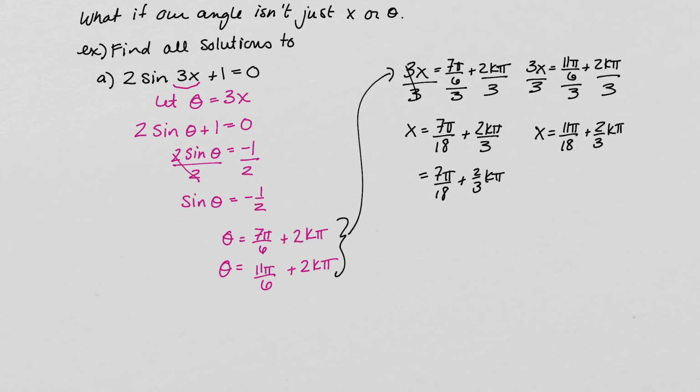Should we try another one? Does anybody need me to wait to go to the next page? Okay, B. Cotangent of x minus pi over 2 plus square root of 3 equals 0.